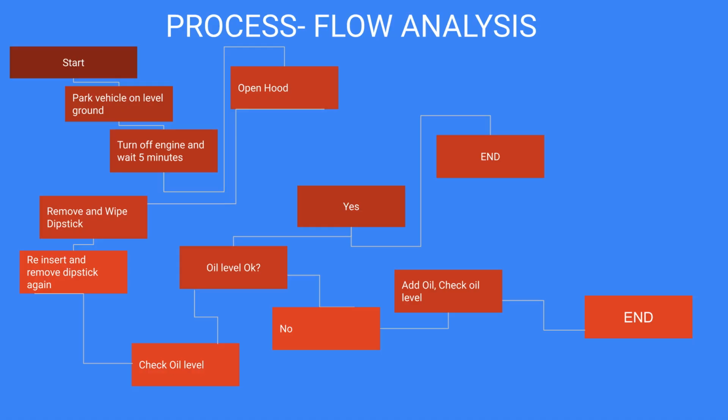Chapter 6, the flow analysis. So what we have here is a basic flow chart for checking your oil. We start at start, and then we go to park your vehicle on level ground. Turn the engine on. Wait 5 minutes. Open the hood. Remove dipstick. Reinsert dipstick again. Check oil level.